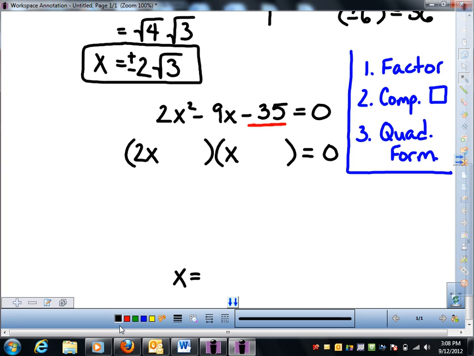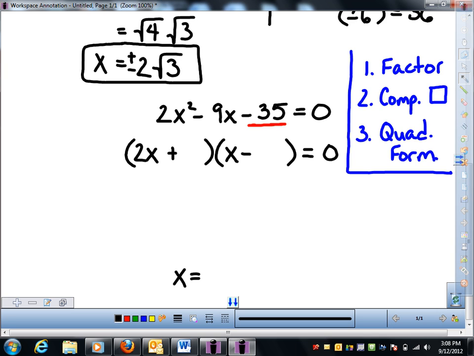What numbers multiply to give me negative 35? And at the same time, I'm kind of keeping that 9 involved. Well, here's what I know. It's a negative. I know that one of these has to be positive and one has to be negative. Do I know which one is which? No, not yet I don't. But I'll just put them down. So let's say this is the positive. We'll say that this is the negative.